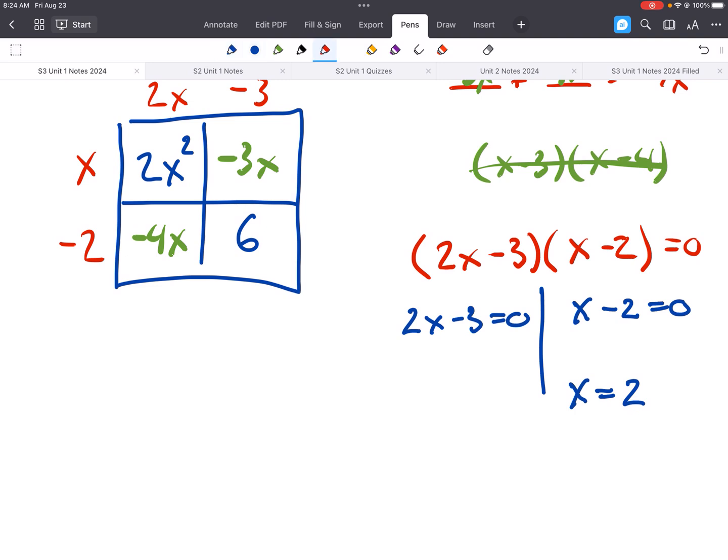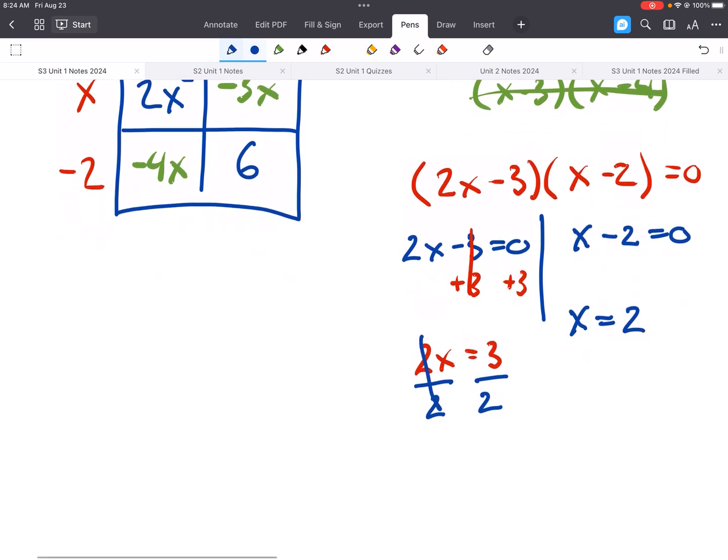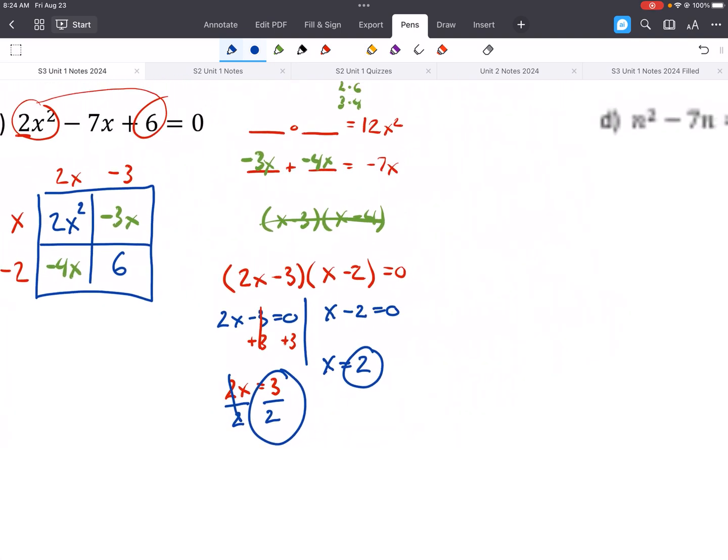For the other one, I would highly recommend that you actually do the steps. So here we could add 3. Here we're just doing like the opposite of PEMDAS. We add or subtract first. So we get 2x equals 3. And then our last step would be to divide. Why? Because it's 2 times x, so the opposite of times, divide. Okay, so this is our other solution. We've got 3/2 and 2. All right, hopefully that one's okay.